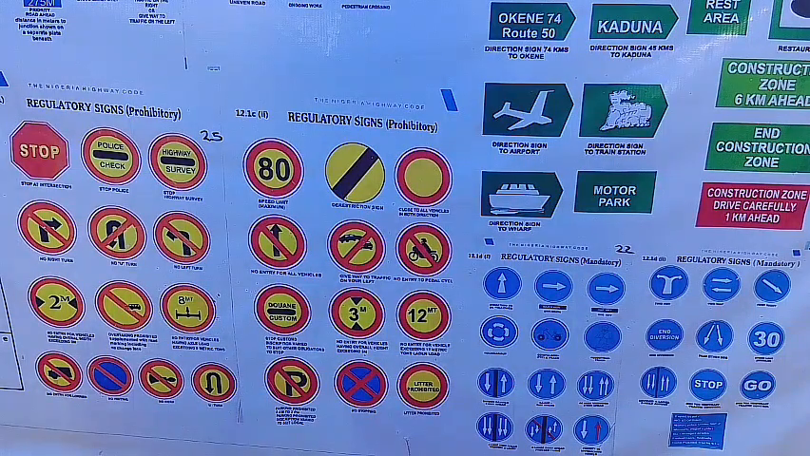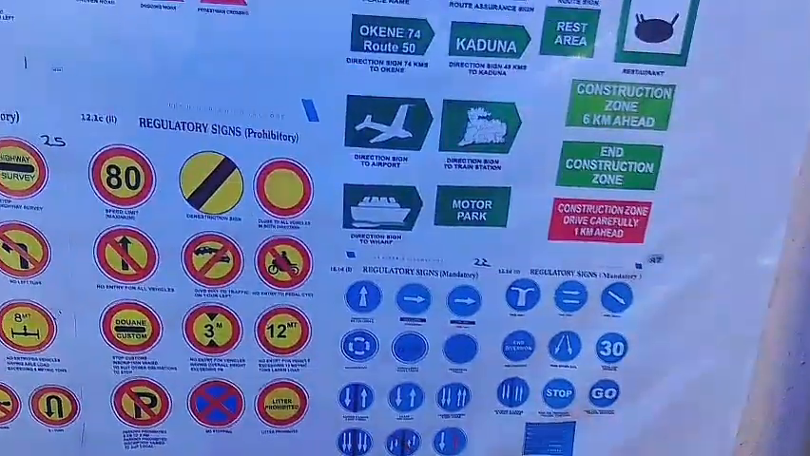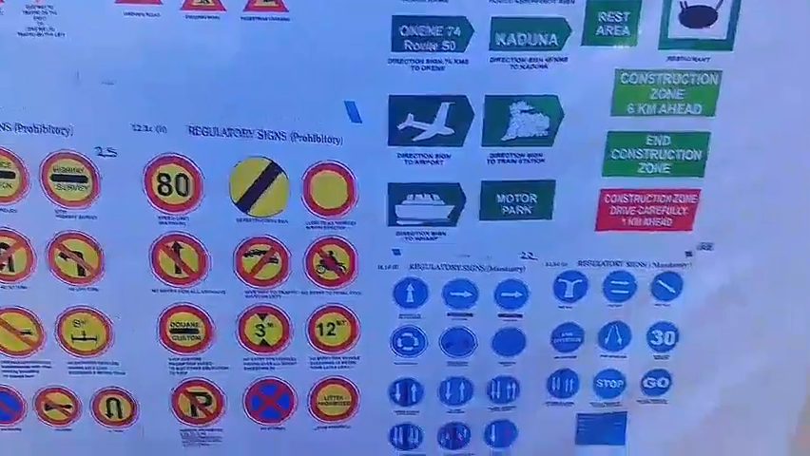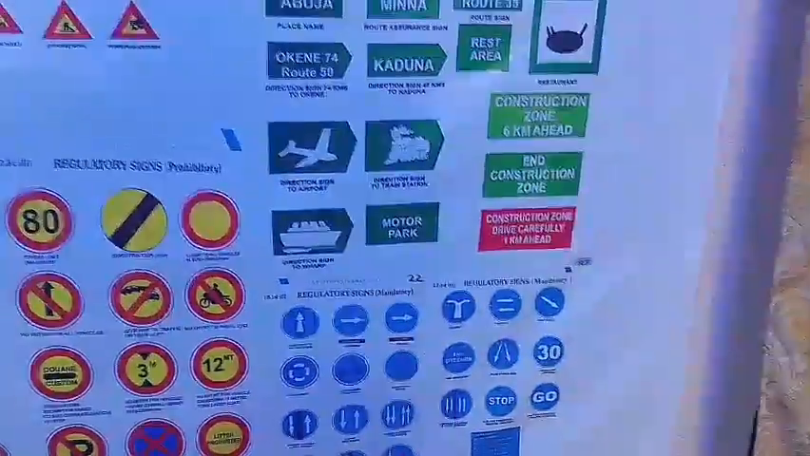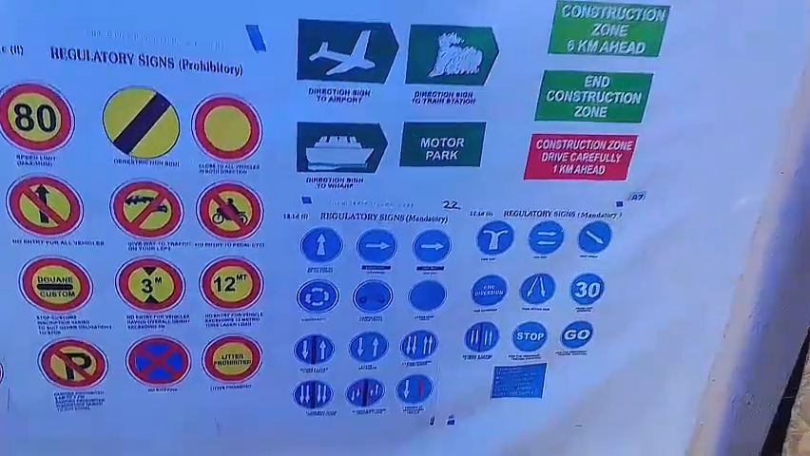We have two categories of regulatory signs: regulatory prohibitory and regulatory mandatory. The regulatory prohibitory signs prohibit drivers from doing some things on the road, while the mandatory signs, which are the ones in blue, mandate the driver on what to do on the road.